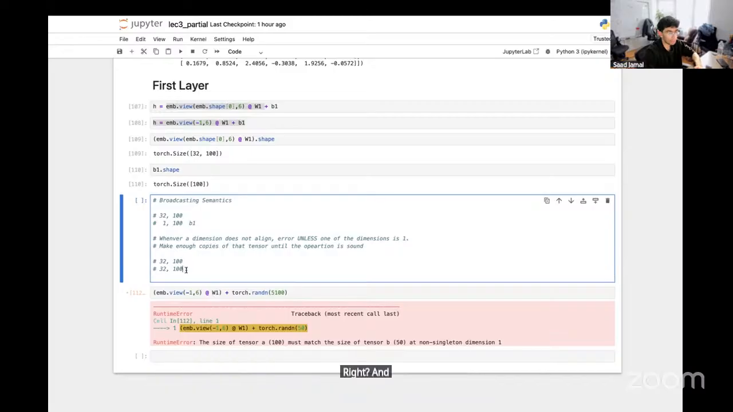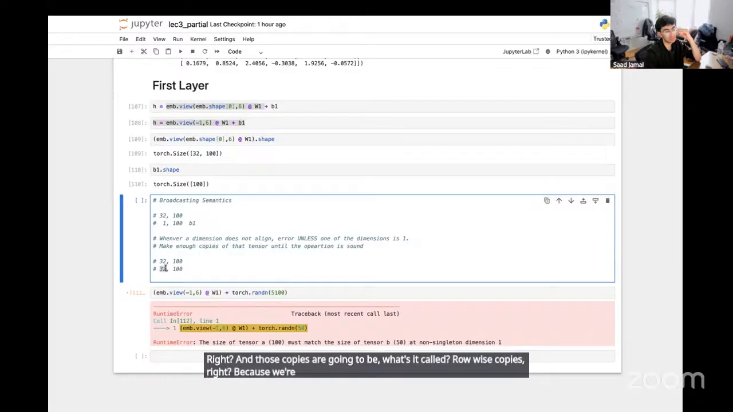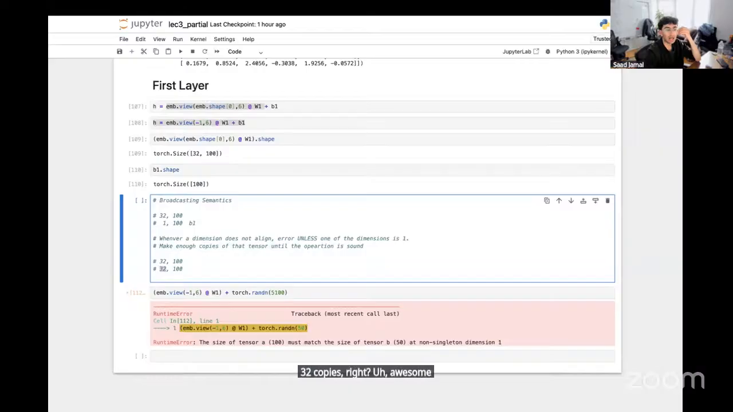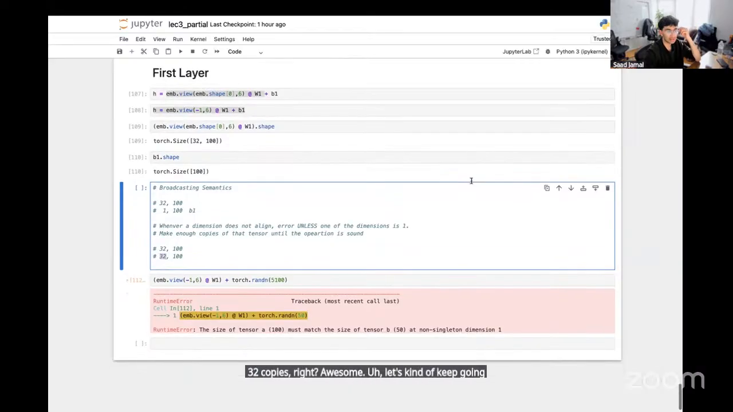Those copies are row-wise copies, because we're on that first dimension. Sometimes it's helpful to go through this exercise, so you know that we have 100 elements being added to a matrix that's 32 by 100, so we have to make 32 copies. Awesome. Let's keep going. So that's broadcasting semantics.